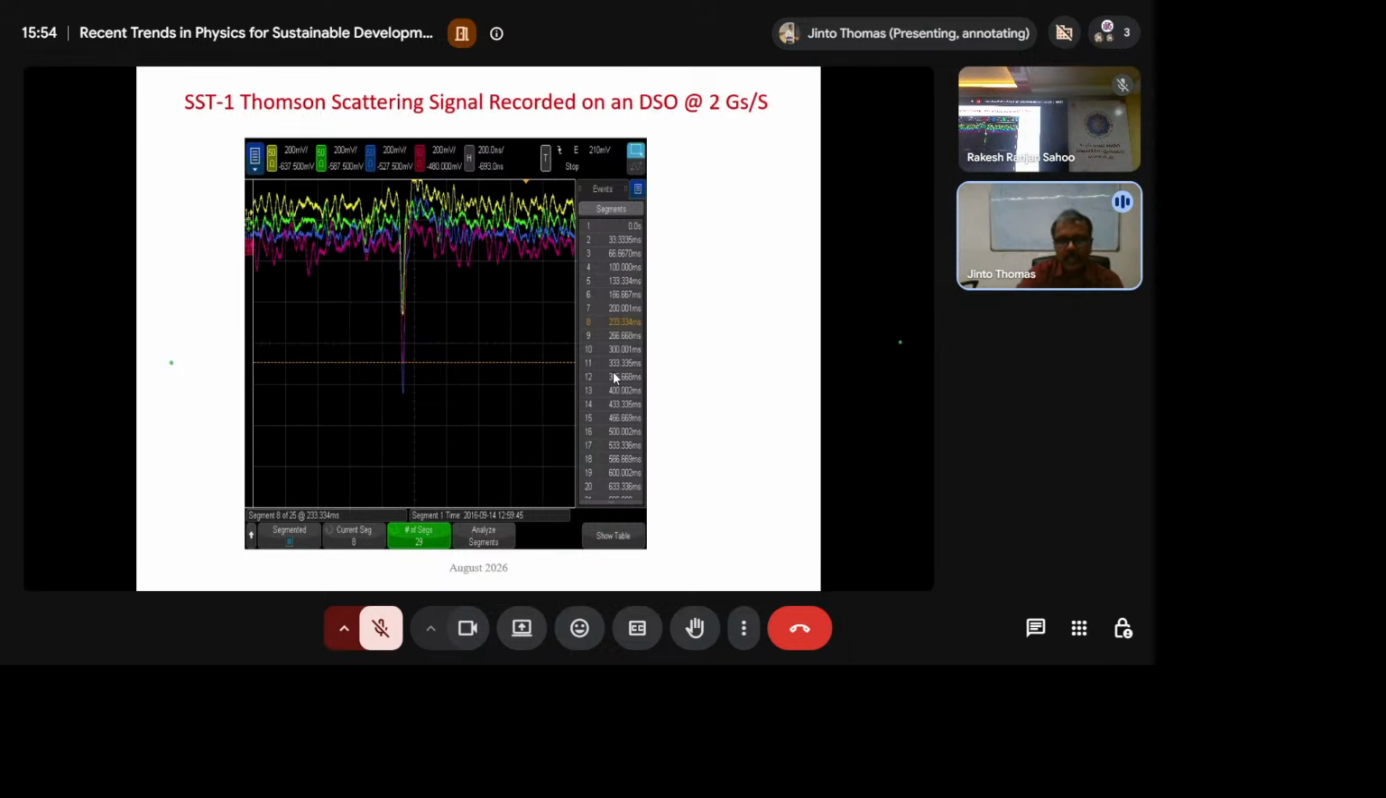This is what a signal looks like on an oscilloscope. You can see that this is a different time; at 30 hertz we have acquired the signal, and this is at 233 milliseconds where you have the Thomson signal, and if you click on the other one you will get a different diagram. So this is a reasonably good signal to noise ratio for the temperature and the density estimation.